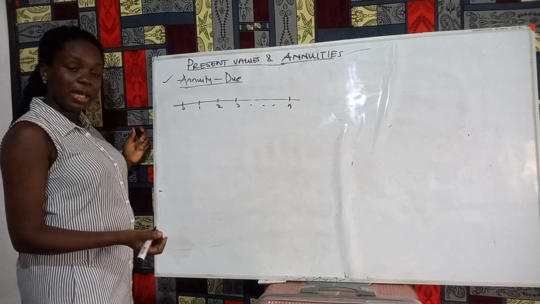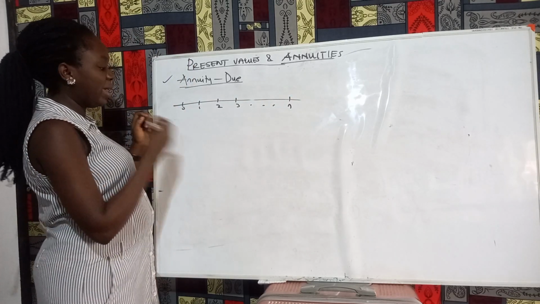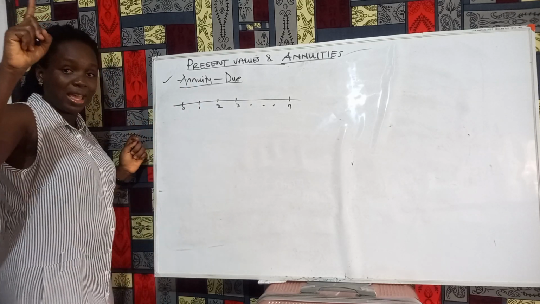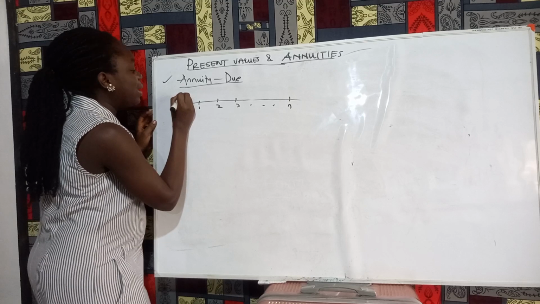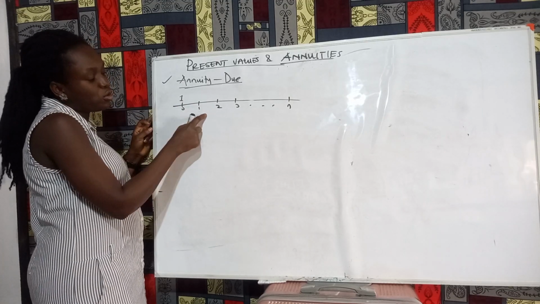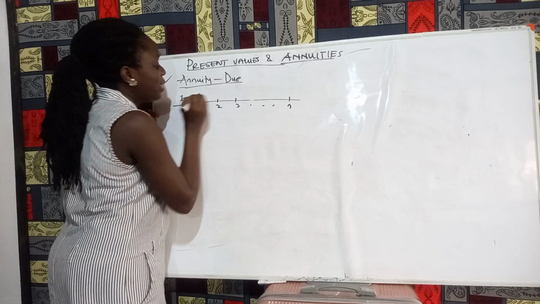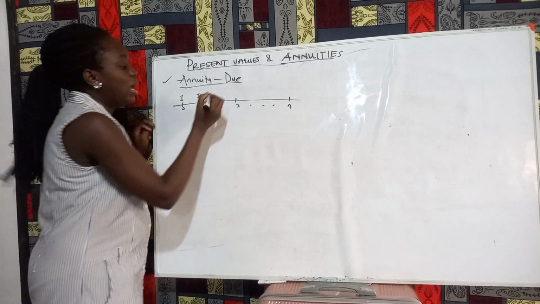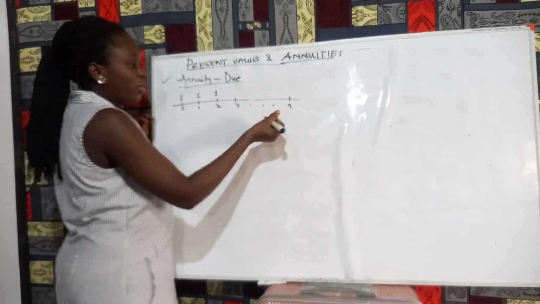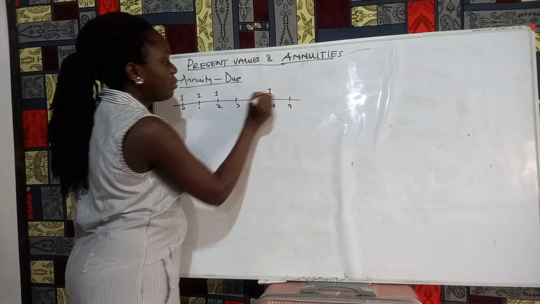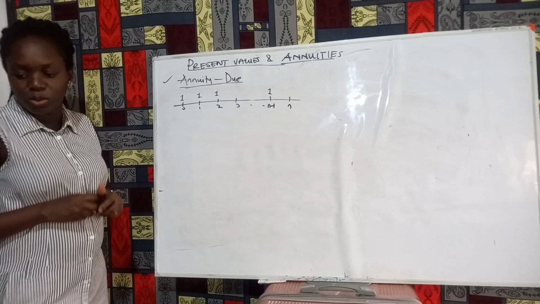So given this timeline, with annuity due, you pay before the period starts. So if you are making a payment of one for every period, you pay at the beginning. The period from 0 to 1 is period one. So you pay at the beginning of period one, at the beginning of period two, at the beginning of period three, all the way. So your last payment will be at n minus one.